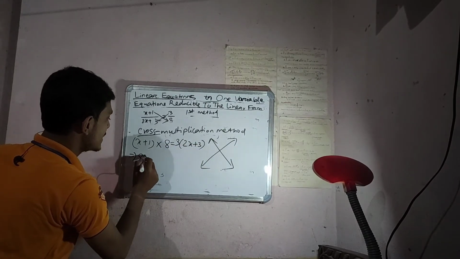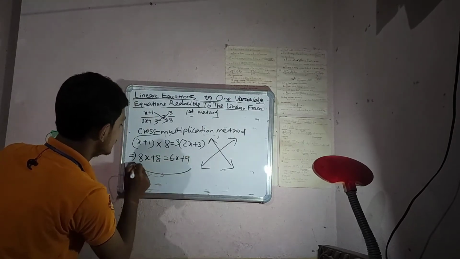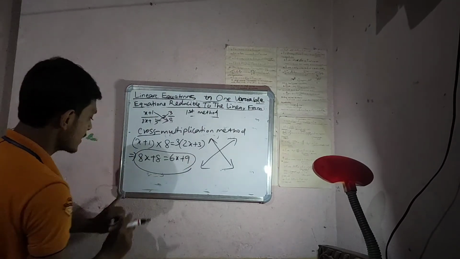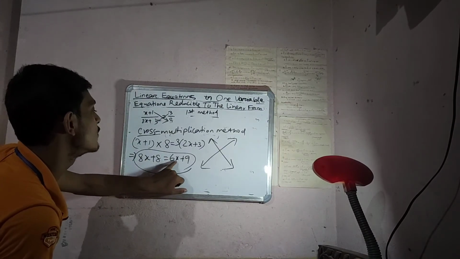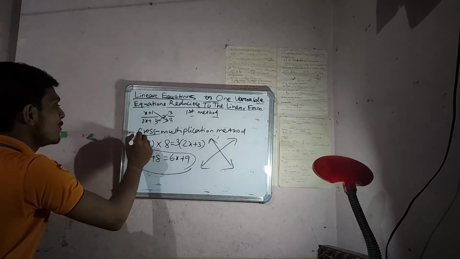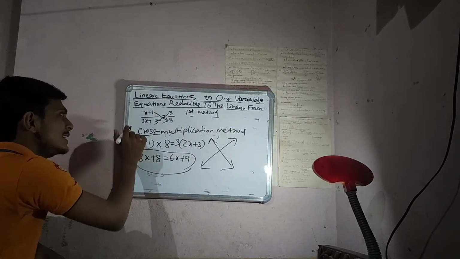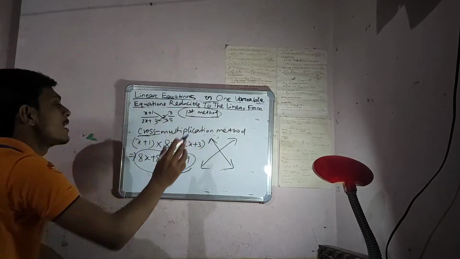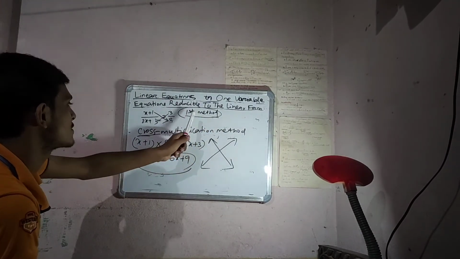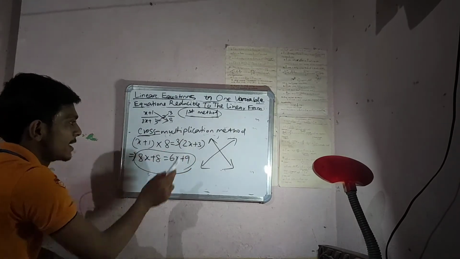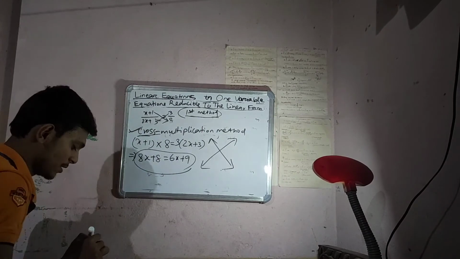So 8x plus 8 is equal to 6x plus 9. This is the same as before. Previously we also got 8x plus 8 is equal to 6x plus 9. So it is a one-step method, the cross multiplication method, versus the two-step method. It is very easy compared to the first method. So you can do it in two methods: the first method can be applied, or the cross multiplication method. But the cross multiplication is much easier than the first method.